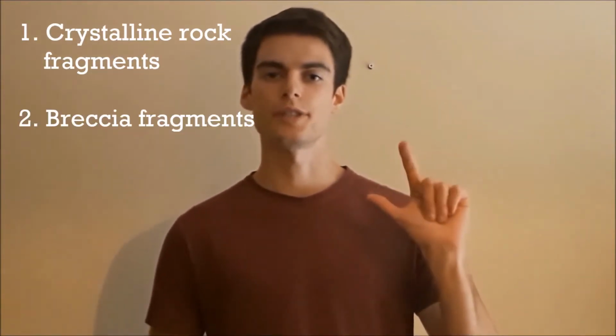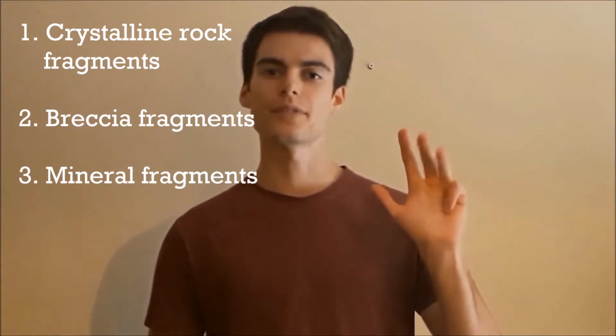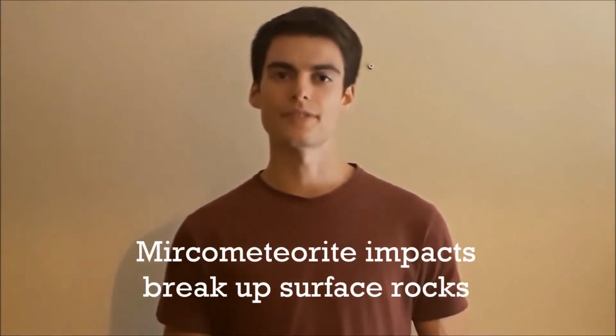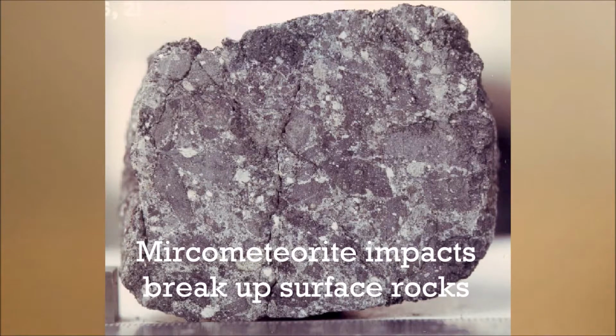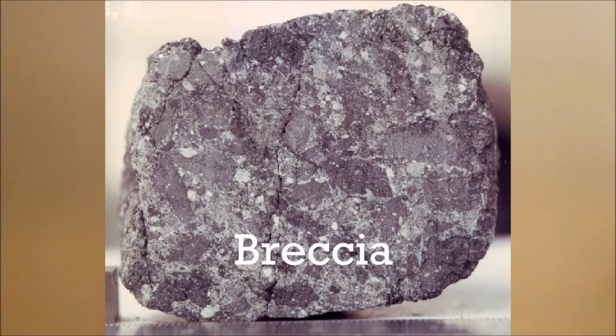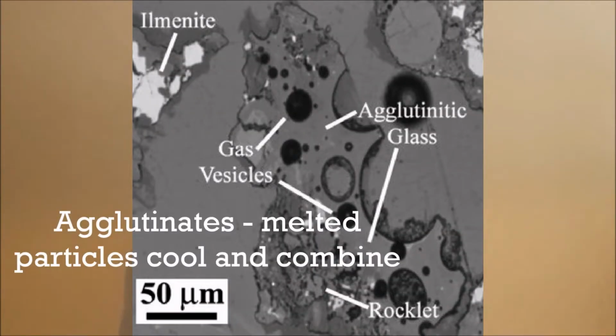made of 5 basic particle types: crystalline rock fragments, breccia fragments, mineral fragments, different types of glass, and agglutinates, a unique lunar particle. Impacts by micrometeorites and rocks over billions of years break up particles on the surface, forming smaller fragments, and can also cause fragments to become cemented together, forming what is called breccia. Impacts can also melt parts of the soil, and this melted soil can mix with other particles, forming irregular clusters called agglutinates.